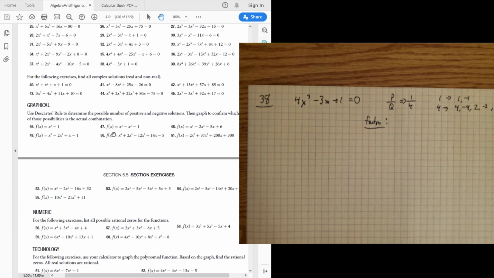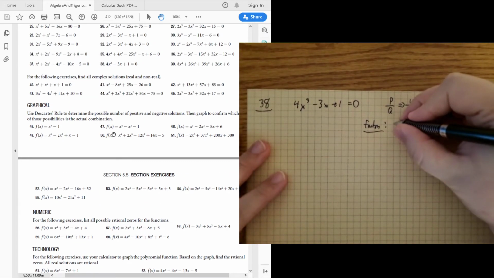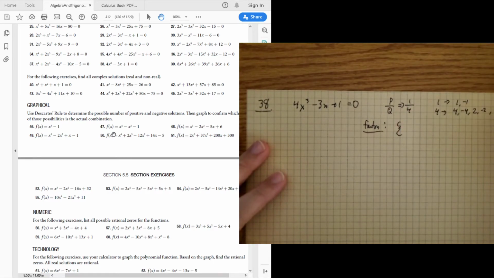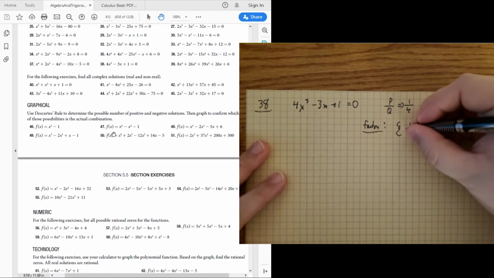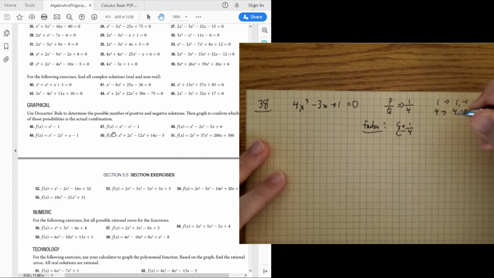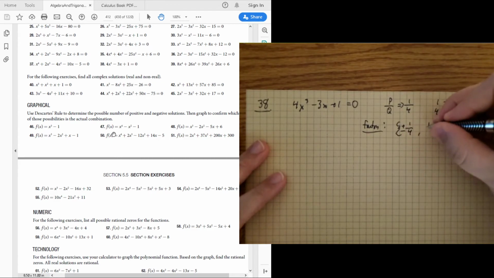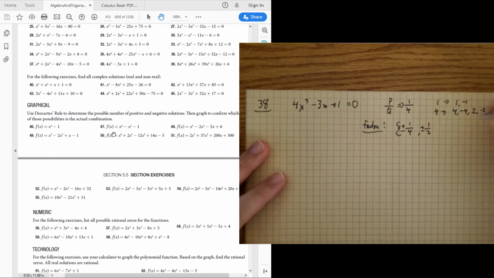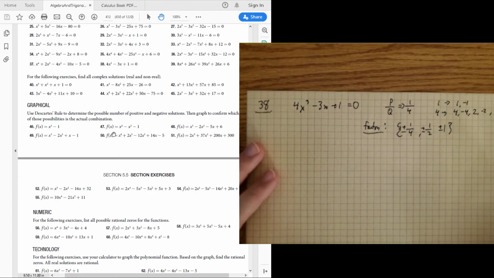Go back up. So my possible zeros would be from the list. So 1 over 4, positive and negative. 1 over 2, positive or negative. And then 1 over 1, which is 1, positive or negative. So this has 6 possible zeros.